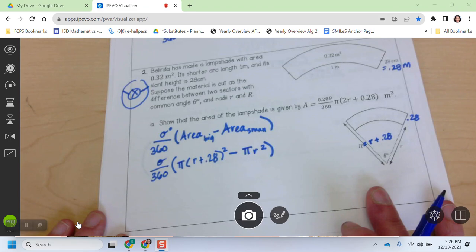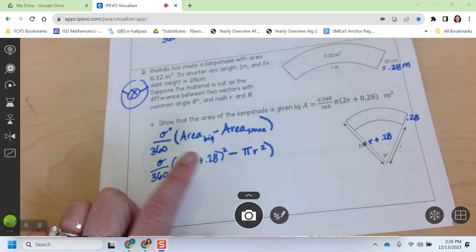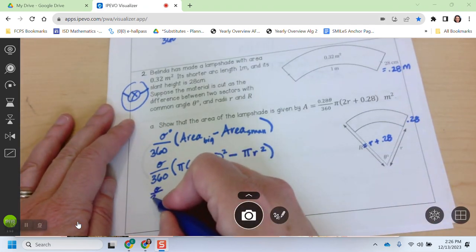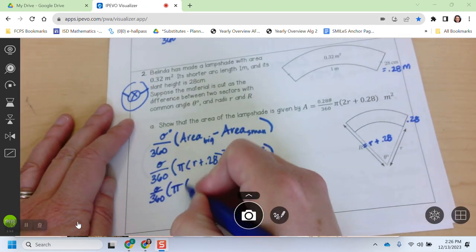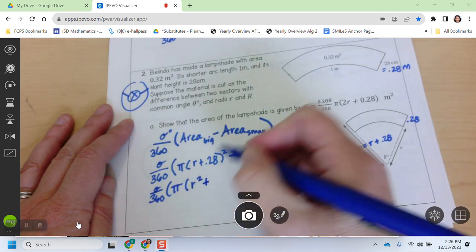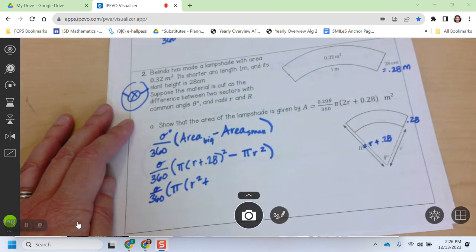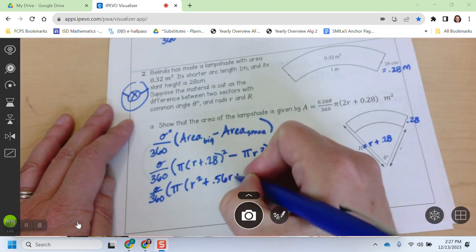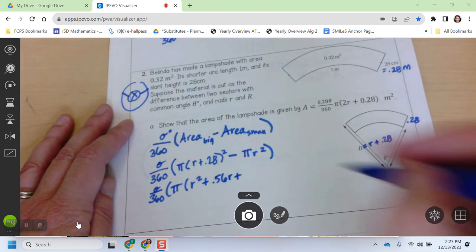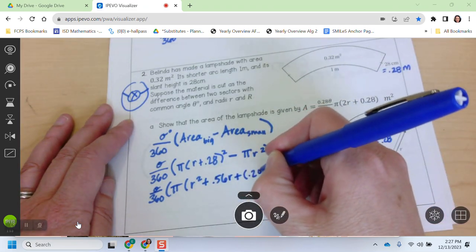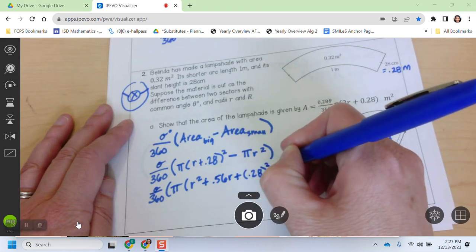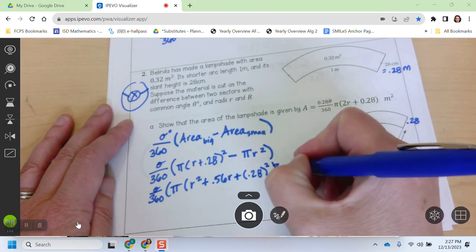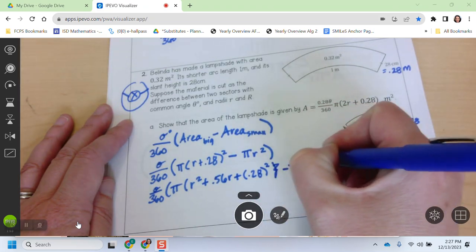And now we need to simplify this. So I'm going to have to square this binomial here. And when I do that, I'm going to get r squared plus, let's see, 0.28r and 0.28r is going to give me 0.56r, plus the square of 0.28. I'm just going to write that as the square of 0.28 for now because I think I'm going to be able to do something with that. And then, oops, I should have minus this here. Minus pi r squared, and then close it.